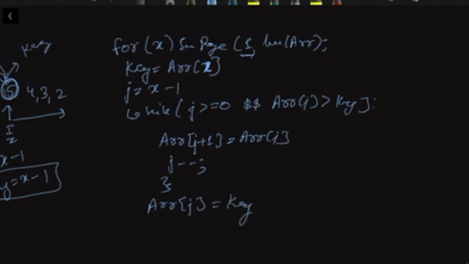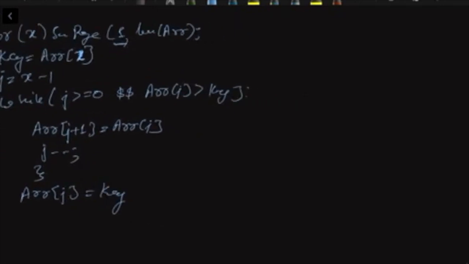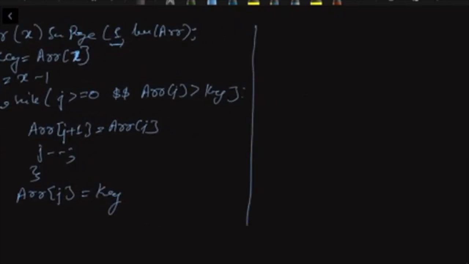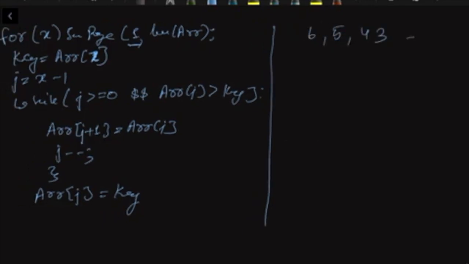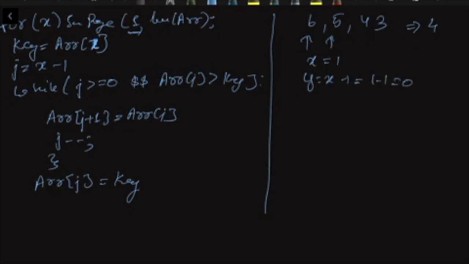So let's see how it works. Let me explain briefly over here within our array. Let's take 6, 5, 4, 3. The length is 4. So we'll start with the first index, so our first value will be x equal to 1, and y will be x minus 1, which will be 1 minus 1 equal to 0. So now let's get started with the while loop.